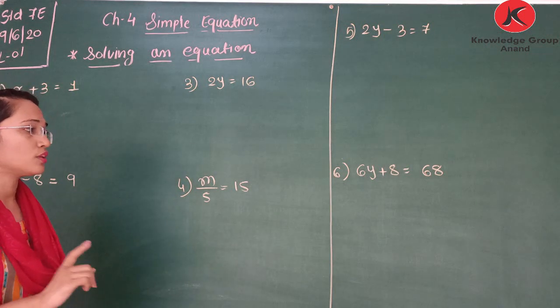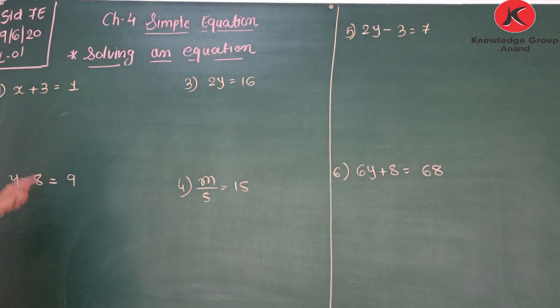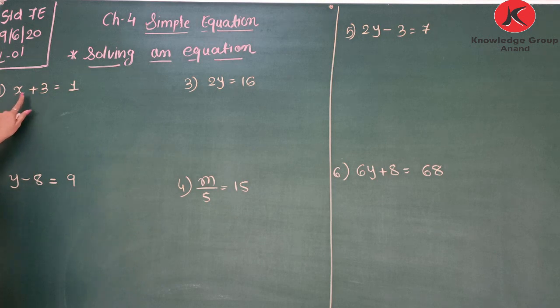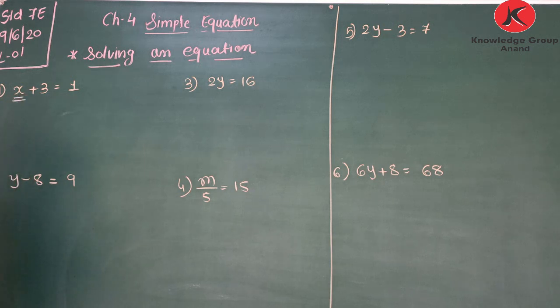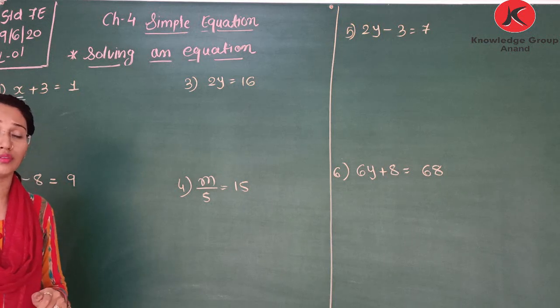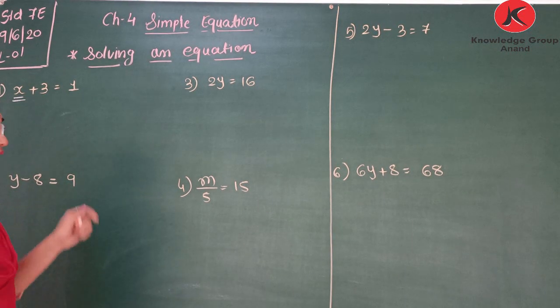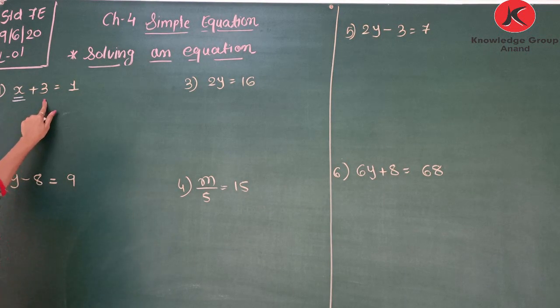Here we will start with the first method. So first example, x plus 3 is equal to 1. So in the first method what we have to do? Here we need to find the value of x, means we need to remove the numbers that are in operation with x.